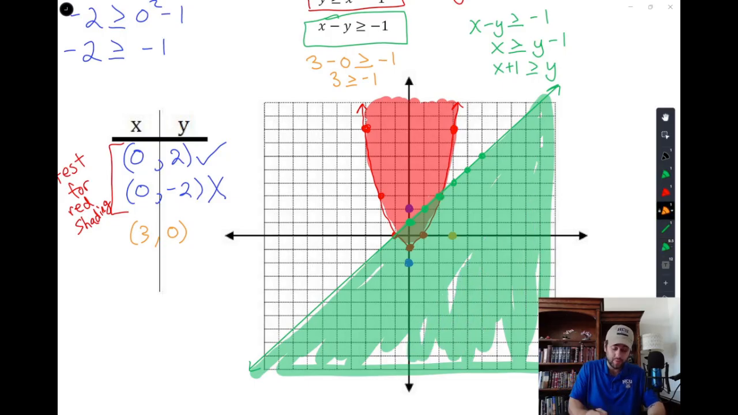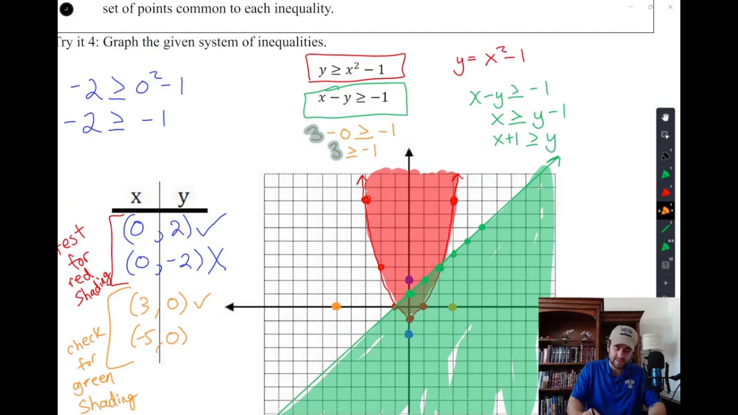Let's check one more point to see if it's a solution. Check for green shading. So let's try, I don't know, over here. Let's do -5, comma, or what is that? 1, 2, 3, 4, 5. Yeah, (-5, 0). And we'll just see.